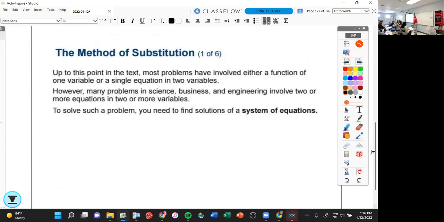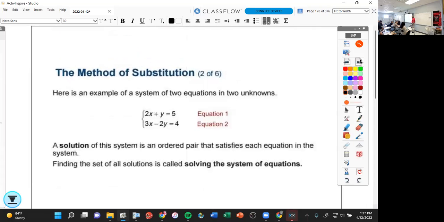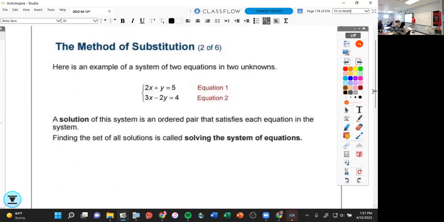Up to this point in the text, most problems have involved either a function of one variable or a single equation and two variables. Many problems in science, business, and engineering involve two or more equations and two or more variables. To solve these, you need a system of equations. Here's an example of a system of equations with two unknowns. A solution to the system is an ordered pair that satisfies both equations in the system.